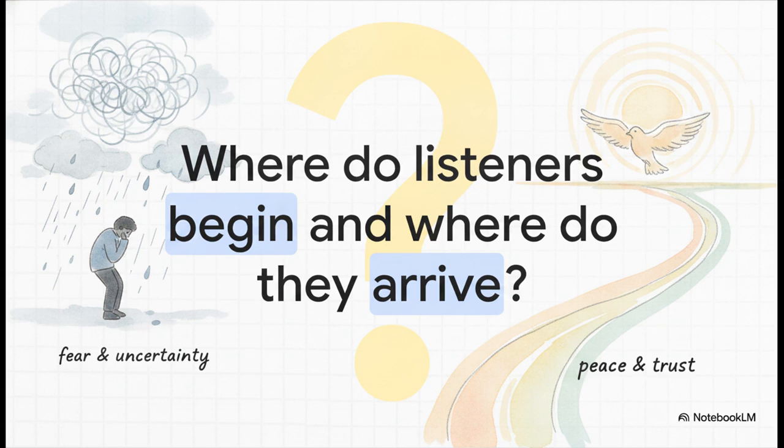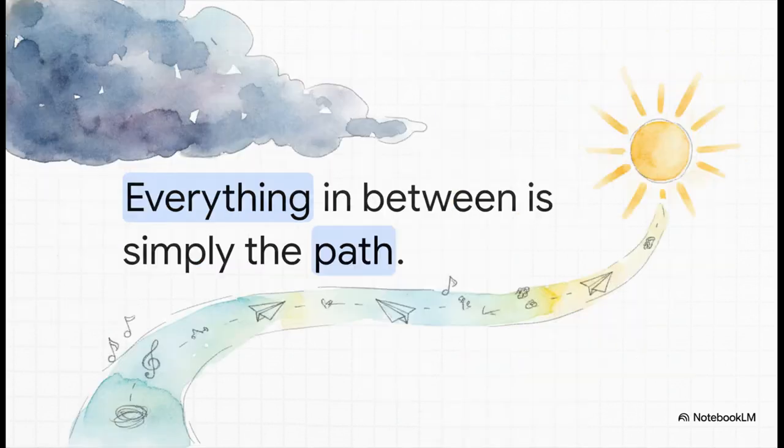Say your song is about trusting God. Maybe it kicks off in total fear and uncertainty, but by the end, it lands solidly at peace. That right there is a clearly defined journey. And that brings us to this idea. Everything in between is simply the path. Once you nail down that destination, the actual writing gets so much easier. The lyrics are basically just the vehicle guiding your listener from emotion A to emotion B. You're not just throwing words at the wall anymore. Every single word you write is actively paving the road toward that final emotional payoff.